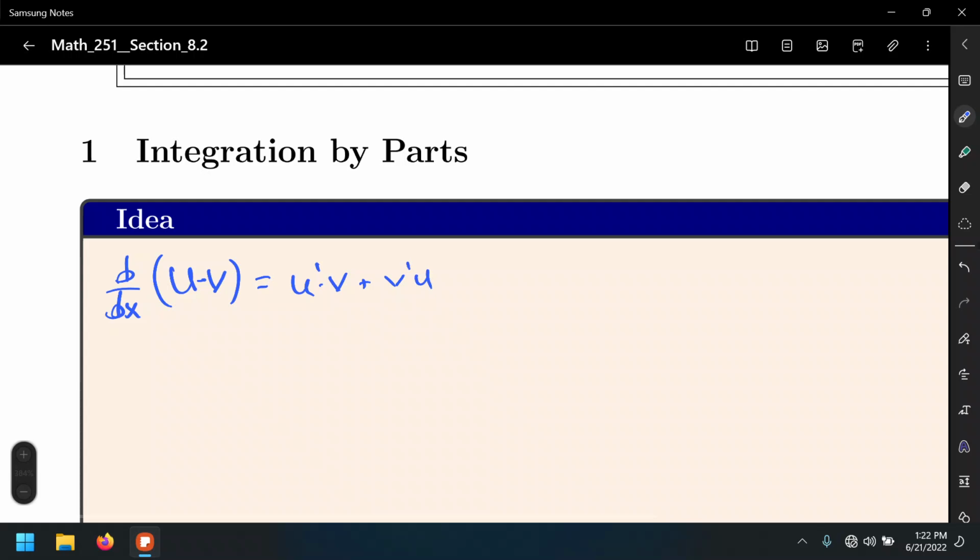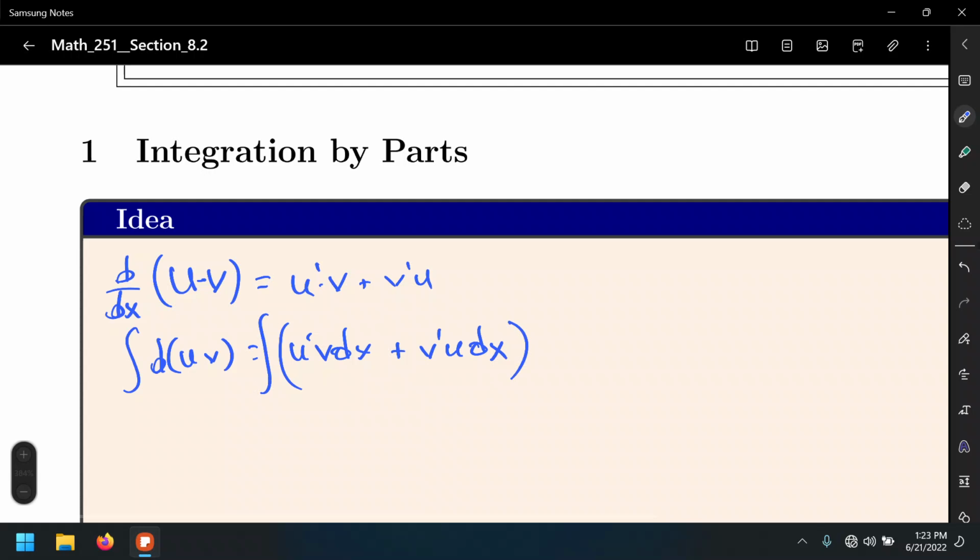Alright. Now, what if we wanted to undo this process? Well, let's go ahead and do the differential. I'm going to multiply both sides by dx and get d(uv) equals u prime v dx plus v prime u dx. All right. So we undo the derivative by doing the inverse operation to the derivative, which in this case is the integral.